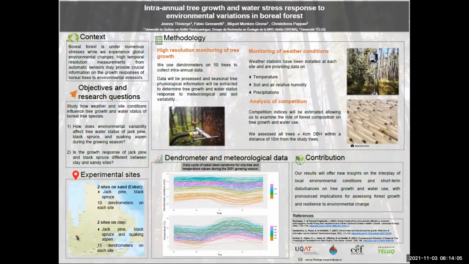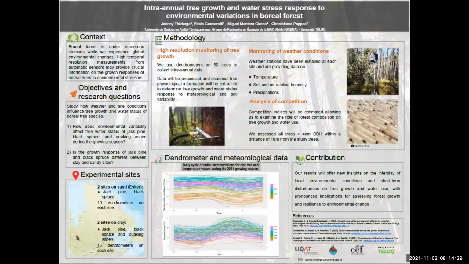The first one is, how does environmental variability affect tree water status of the tree species during the growing season? So we'll be studying the tree growth during last summer, 2021, and the next summer, 2022. And the second question is, are the growth responses of jack pine and black spruce different between clay and sandy sites?